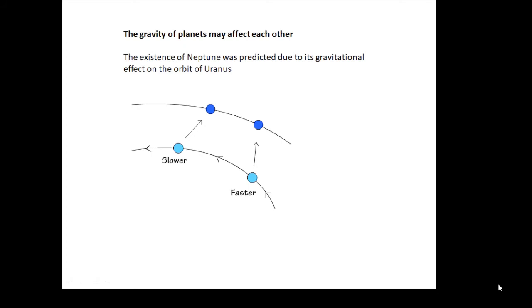Was it Galle and d'Arrest or something? I can't remember. Look it up.